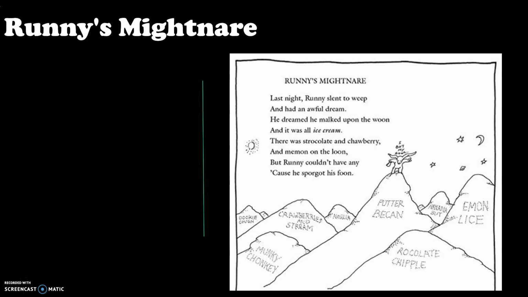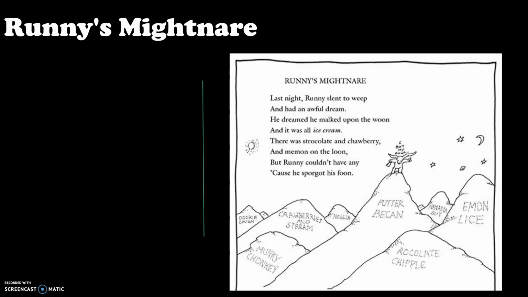Runny's Nightmare. Last night, Runny slent to weep and had an awful dream. He dreamed he milked upon the wound, and it was all ice cream. There was strocklet and strawberry and memon on the loon, but Runny couldn't have any 'cause he's forgot his foon.